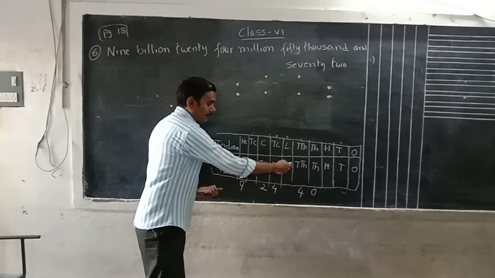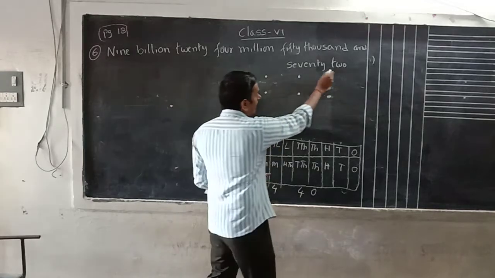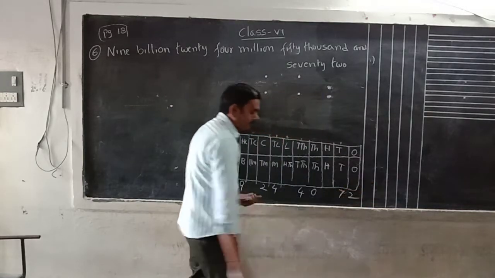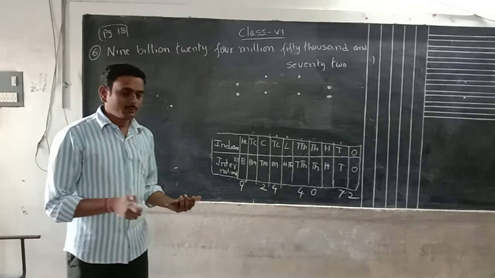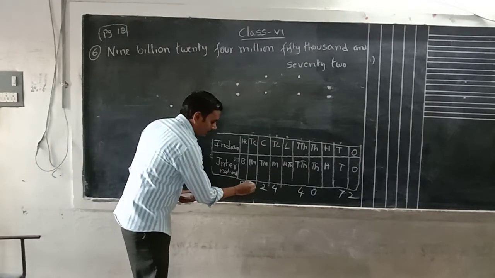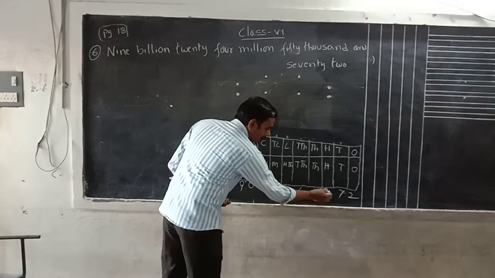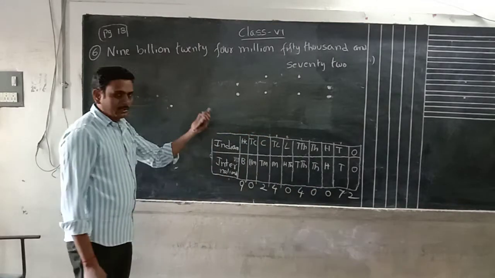10 million, 10,000. Next, 72 is also a 2-digit number. They completely skipped the hundreds place. So the places which are not given, take those as 0. Now write in the Indian system.